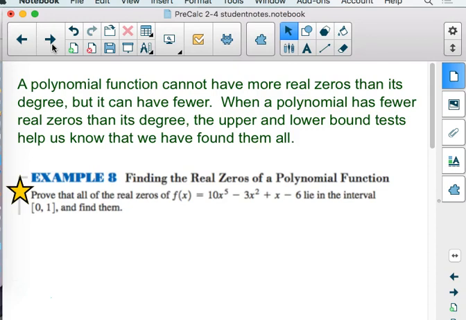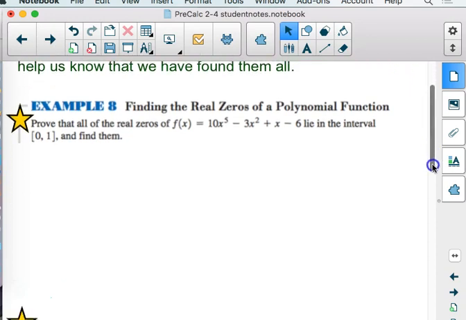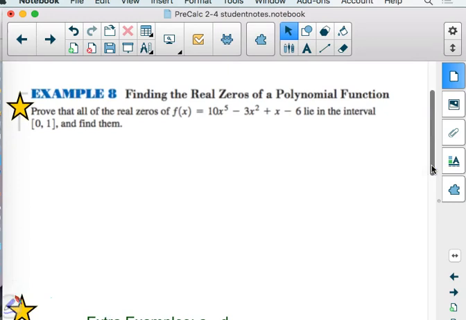We get some when we have maybe a couple of nice zeros that we can find, but then the others are imaginary. When a polynomial has fewer real zeros than its degree, then that upper and lower bound test will help us know that we have found them all. We have everything that we need. So find the real zeros of this polynomial function. Prove that all of the real zeros lie in the interval from 0 to 1, and then find them.